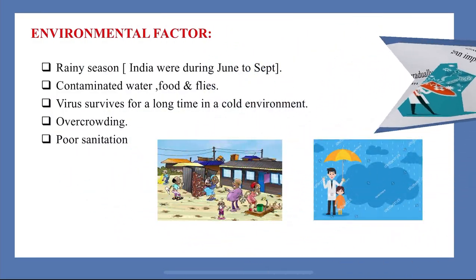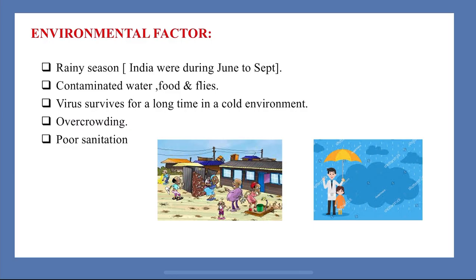Moving further to the environmental factors. Polio is more likely to occur during the rainy seasons. Approximately 60% of the cases in India have been recorded during the months of June to September. The environmental sources of infection could be contaminated water, food, and flies, and the poliovirus can survive for a long time in the cold environment, for 4 months. Also overcrowding and poor sanitation provide opportunities for exposure to infection.